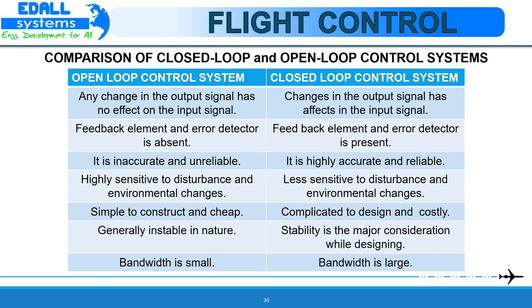An open loop control system is highly sensitive to disturbances and environmental changes, but a closed loop control system is less sensitive to disturbances and environmental changes. An open loop control system is simple to construct and cheap, but a closed loop control system is a bit complicated to design and costly. Generally, our open loop control system is unstable in nature, but stability is the major consideration while designing a closed loop control system. Bandwidth is small for an open loop control system and very large for a closed loop control system.